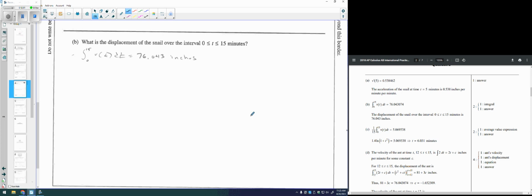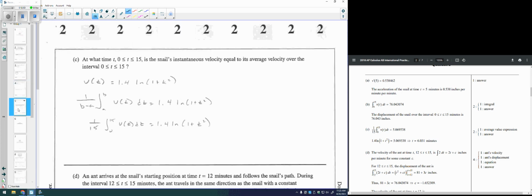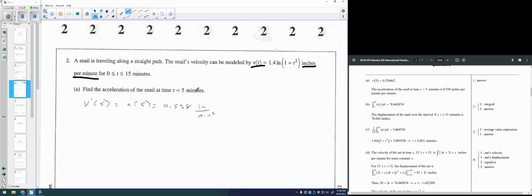Okay, moving on. Question C. This was probably the first semi-hard one we've had so far. At what time is the snail's instantaneous velocity equal to the average velocity? Instantaneous velocity equal to the average velocity. So let's look back at what we're given. I'm given an equation for velocity.